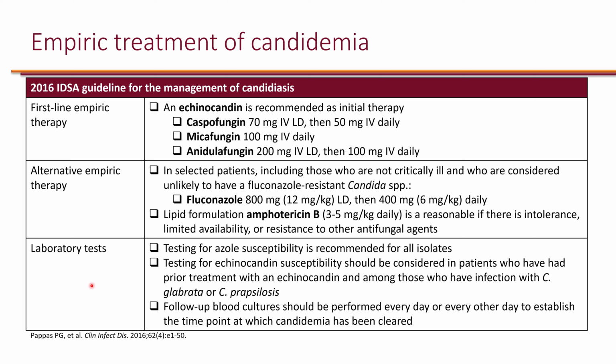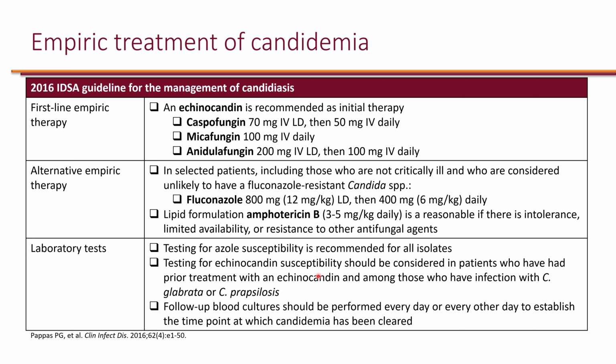Now, some laboratory tests are recommended. Because this is empiric treatment, you want to test for azole susceptibility. So even though we start, let's say, micafungin empirically, we want to test for azole susceptibility in order to be able to transition from echinocandin to one of the azoles, primarily because echinocandins are IV only. So if you are to send the patient home, you need an oral option, and your oral option would be one of the azoles, but you need to know if they are susceptible.